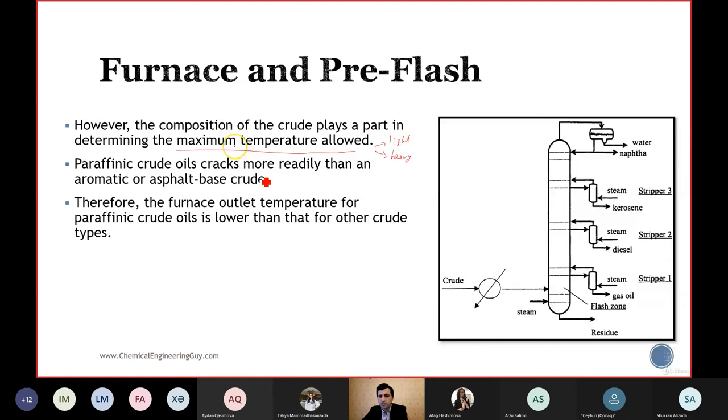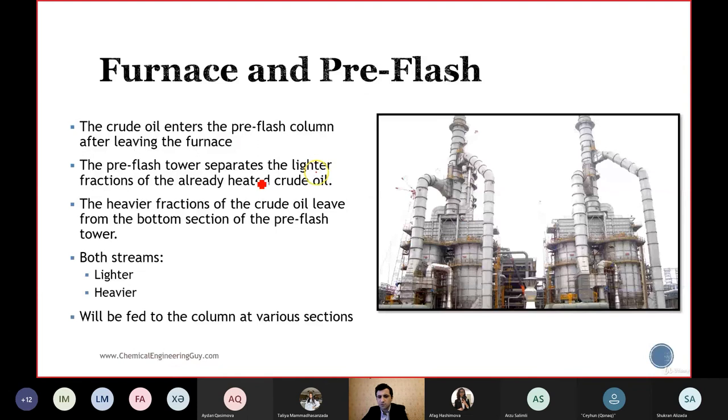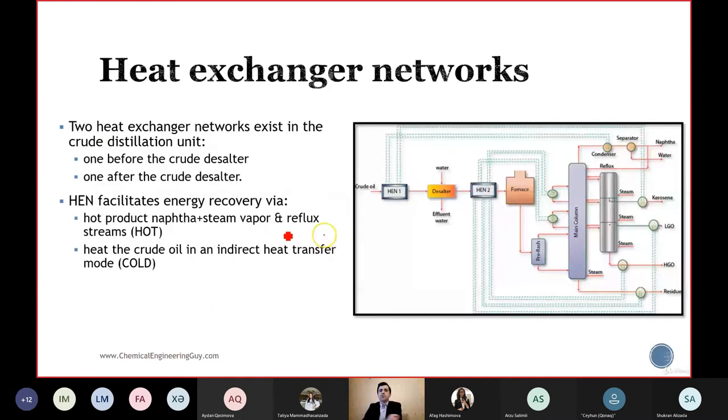Furnace and pre-flash: these are the furnaces, and this is the stack. You can see the flue gases go up from here, and then leave the furnace in the stack to the atmosphere. The heavier fraction of the crude oil leaves from the bottom section of the pre-flash tower. I want to skip these parts and talk about the heat exchanger network.